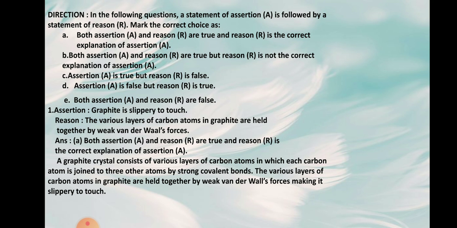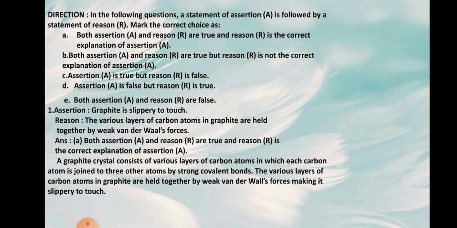D, assumption may be wrong, false, and reason may be true, and if both the things are false, it is E option. So the options you should read properly, and then you should read assumption and reason. Then you should find which option is correct. Write with the question number the option and the answer.